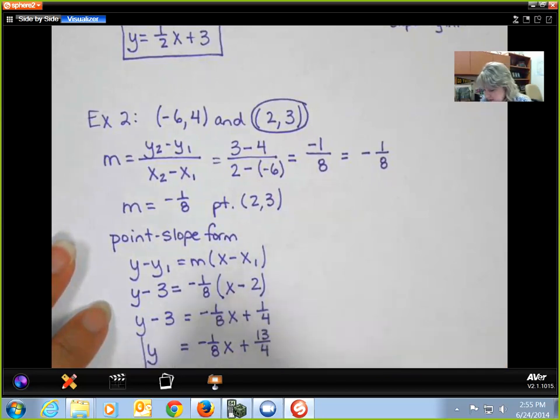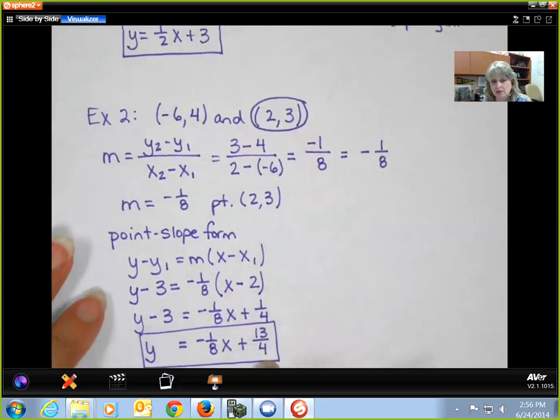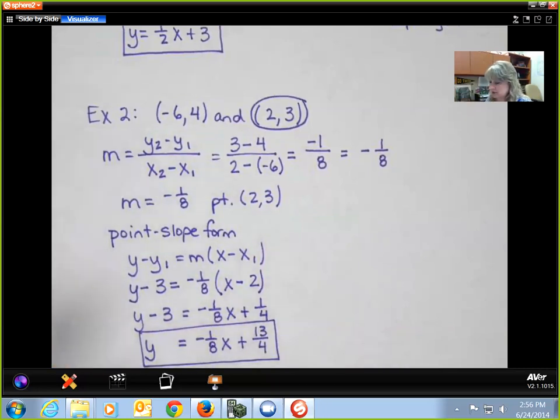So this should be the equation of a line. I can see that it has a slope of -1/8, and my y-intercept looks like 13/4. Now, we can check this with our calculator just to make sure. So let's get our calculator out. We can graph this line.